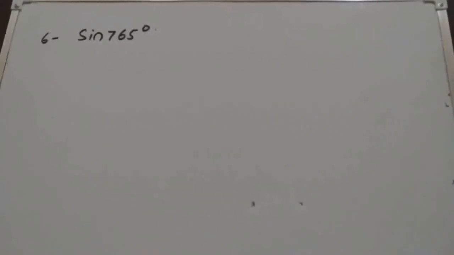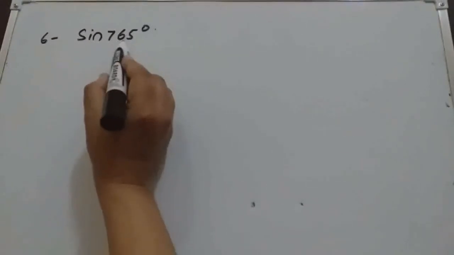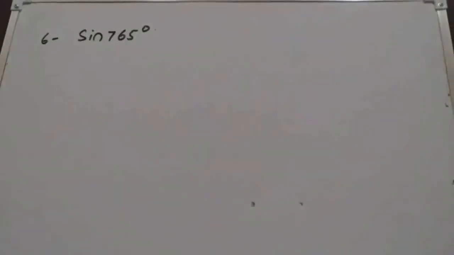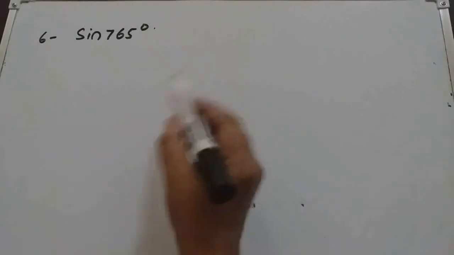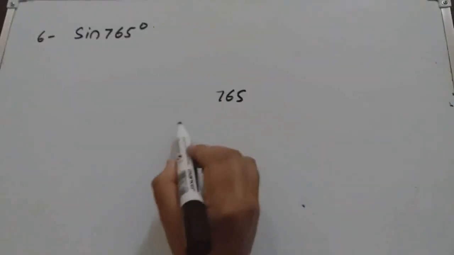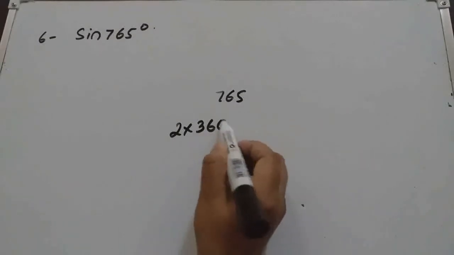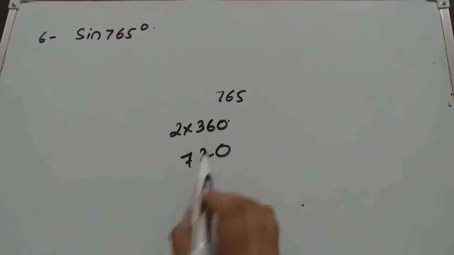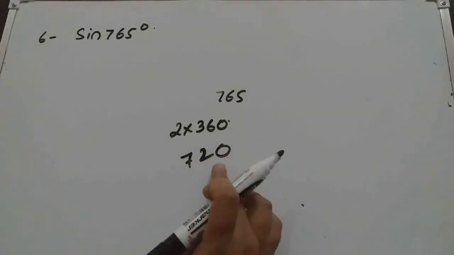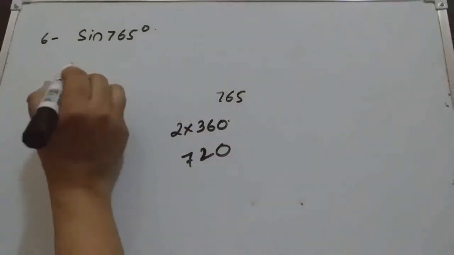Question number 6, find the values of trigonometric functions. Since we know the sine function is periodic in nature, it repeats its value after an interval of 2 pi. So here we will check, 2 pi means after 360, isn't it? So here we will check 765, suppose 2 into 360. So what we will get? 720, isn't it?